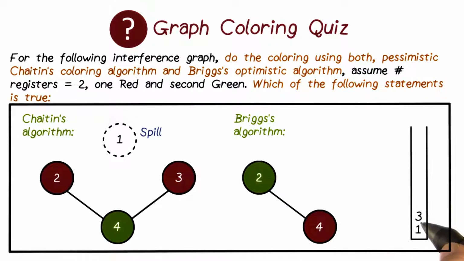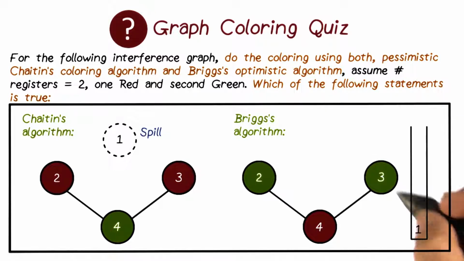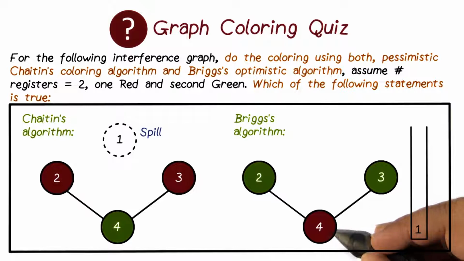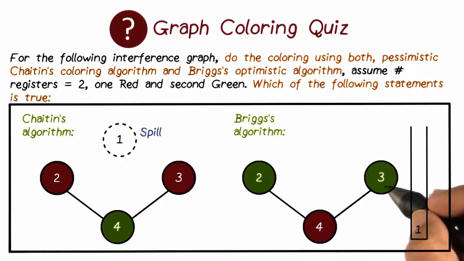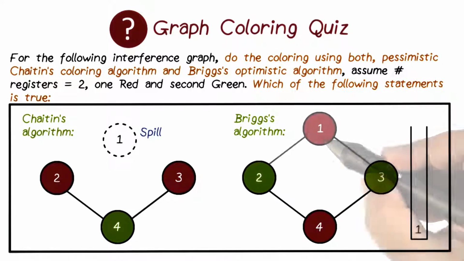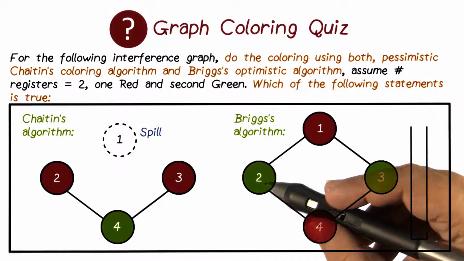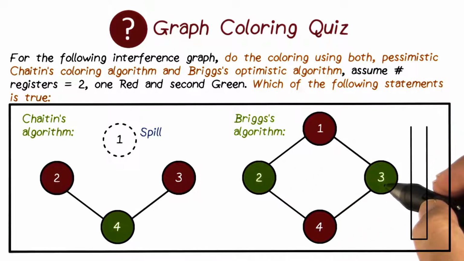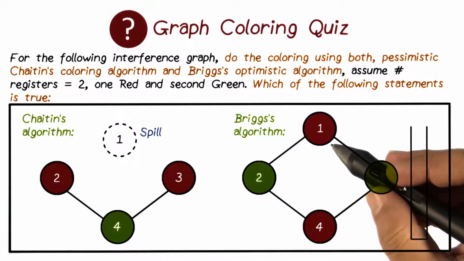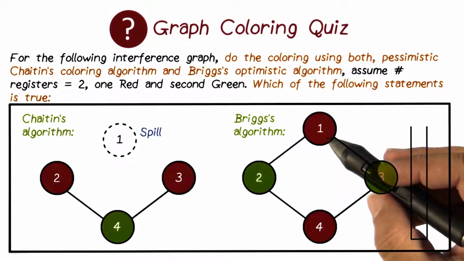Next, it must take off node 3, which is at the top of the stack, and give it a color. Node 3, being adjacent to 4, should get a different color, which is green in this particular case. And finally, it will take off node 1 and give it an available color. Let's see what happens. This is the important one: whether it will result in a spill or whether it is going to get a color. What do you think? When node 1 gets back into the graph, it is adjacent to node 2, so it cannot get green. And it is adjacent to 3, so it again cannot get green. But it definitely had an available color, which is red.